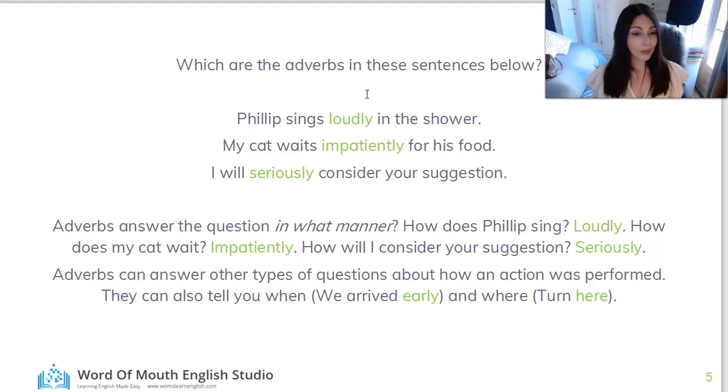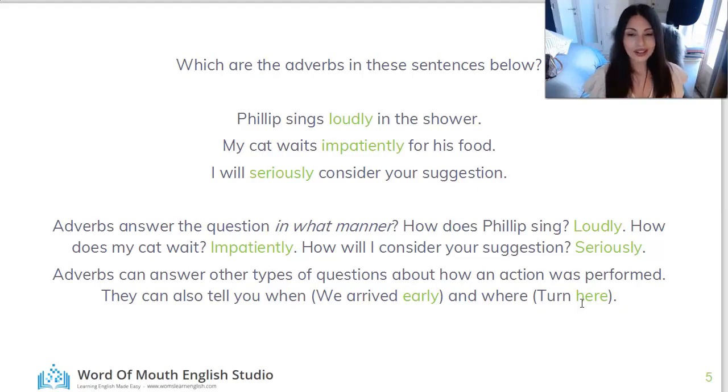Now, remember that adverbs can answer other types of questions, giving more detail or information about the performance of the action in terms of location and even direction. So when you're talking about direction and place, answering the question where, you could say, for instance, turn here, turn there, stop there, move backwards, inch forwards. These are actually considered prepositions by many, but they are really adverbs.